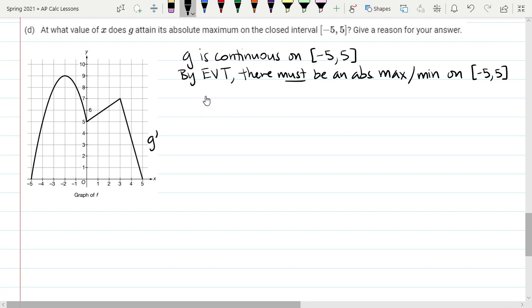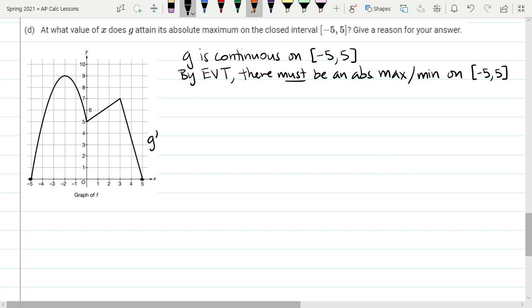Now notice, remember, critical numbers are where the derivative is either equal to 0 or undefined. This is the derivative. G prime equals 0 when the graph of g prime hits the x-axis. So that means the only time g prime is equal to 0 is actually at these endpoints, negative 5 and 5. So that means we have no critical numbers between negative 5 and 5. So that means the absolute maximum and the absolute minimum have to occur at the endpoints here. But now, which one's which?